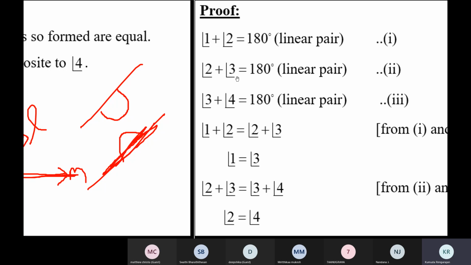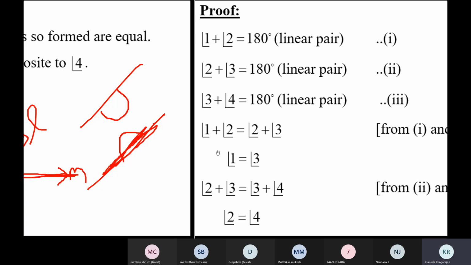So you can equate the LHS. This is an equation in which the RHS is 180. This is another equation in which the RHS is again 180. So when in these two equations the RHS is the same, you can equate the LHS. So you can write 1 plus 2 is equal to 2 plus 3, because if the RHS is equal to the RHS, then the LHS will be equal to the LHS. So we write angle 1 plus 2 is equal to 2 plus 3.